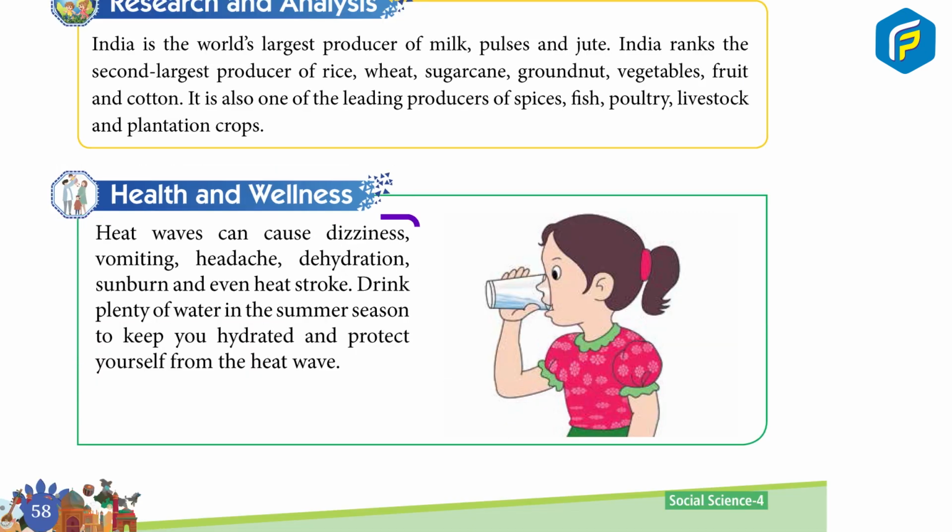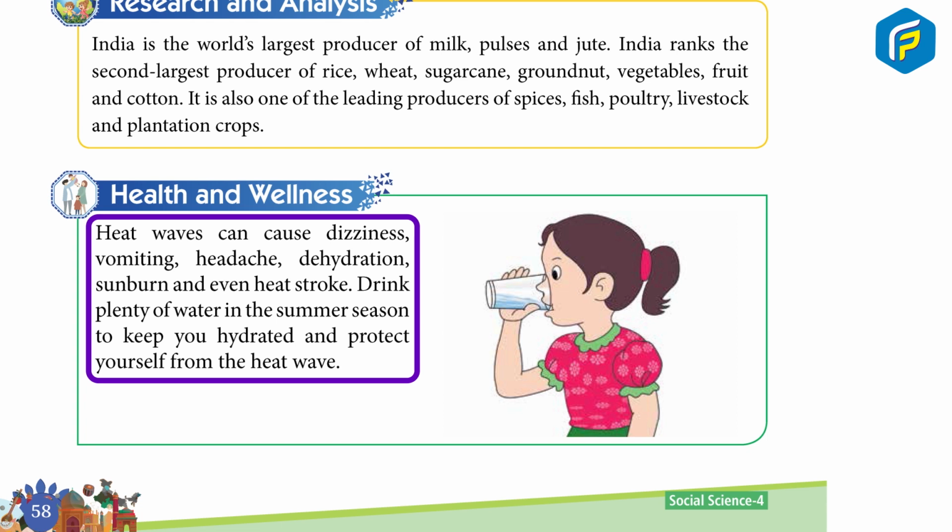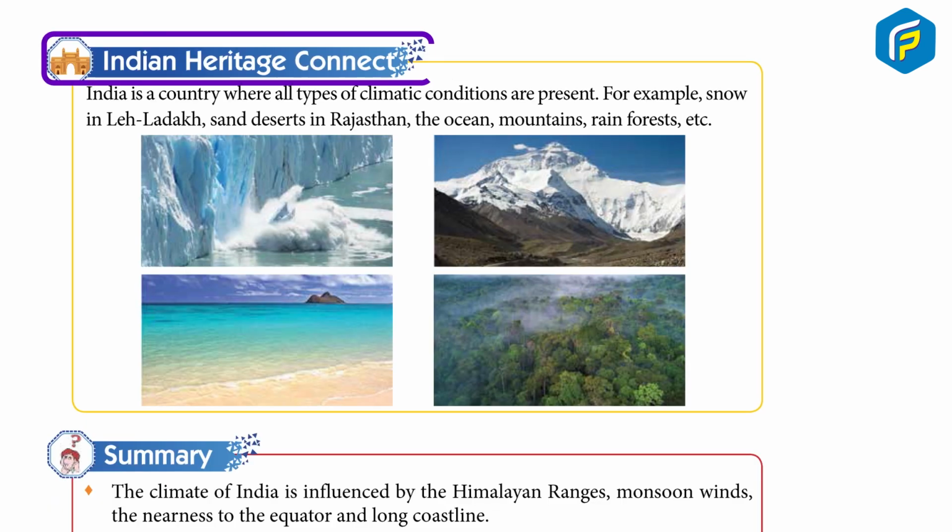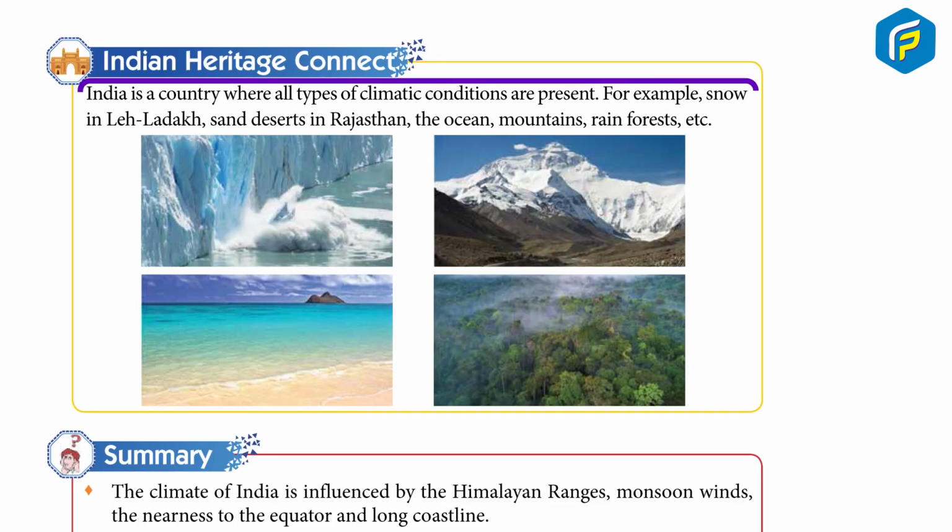Health and wellness. Heat waves can cause dizziness, vomiting, headache, dehydration, sunburn and even heat stroke. Drink plenty of water in the summer season to keep yourself hydrated and protect yourself from the heat wave. Indian Heritage Connect. India is a country where all types of climatic conditions are present. For example, snow in Leh Ladakh, sand deserts in Rajasthan, the ocean, mountains, rainforests, etc.